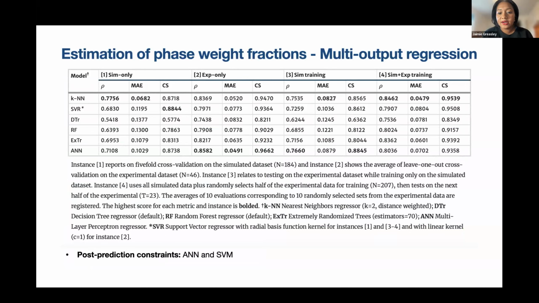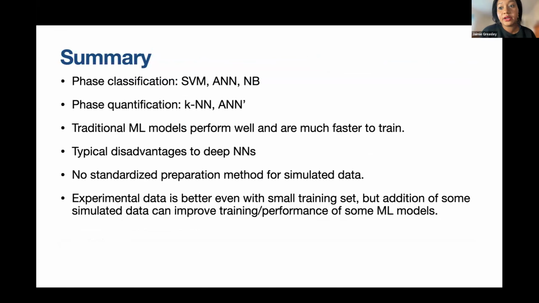So in summary, for phase classification, we had some models that performed either superior or on par with that of the simple ANN. And we use the simple ANN because we found that in the papers that looked at other models as well as the ANN, the ANN was the better version than the deep neural networks. For phase quantification, so yeah, the KNN as well as the ANN. And we found that traditional machine learning models perform well. They are much faster to train, at least with our data set.